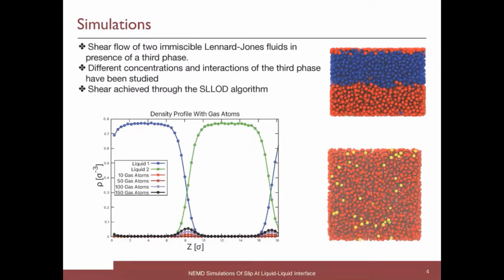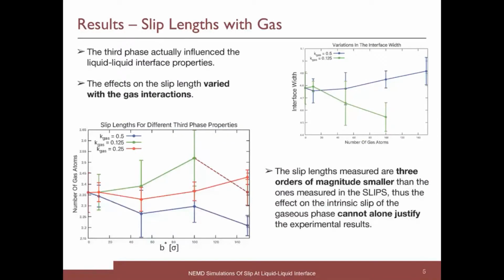My results show that the third phase inserted influences the slip behavior of the system and the interface properties. In particular, it has different effects for different gas-liquid interactions, causing an increase of the slip length when they are weaker than the liquid-liquid ones, and vice versa. Although the results show that a gaseous phase can increase the degree of slip, the changes measured cannot explain the slip length observed in the liquid-infused surfaces, suggesting that this effect alone cannot justify the slip behavior of the SLIPS.